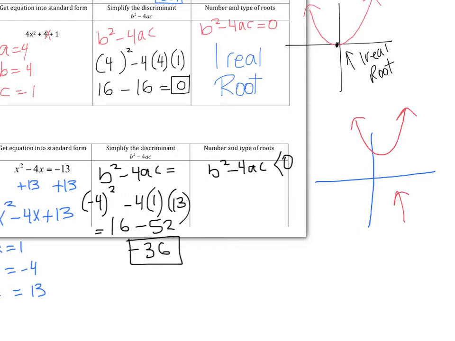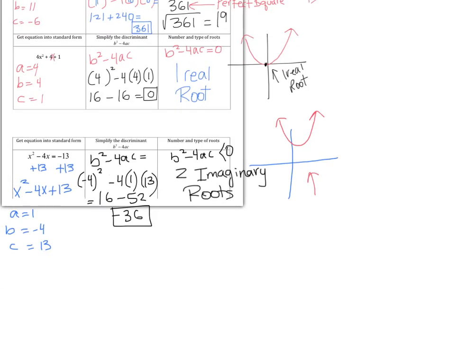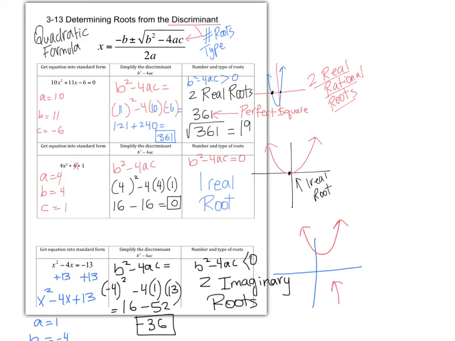So in this case, I have two imaginary roots. Your graph might touch the x-axis in two spots, so that's two real roots; it might touch it in one spot, so that's one real root; or it might never touch it, so we have two imaginary roots.